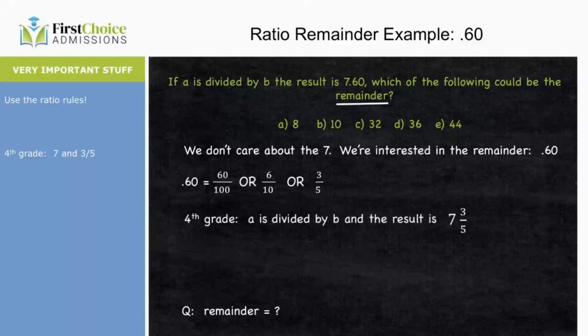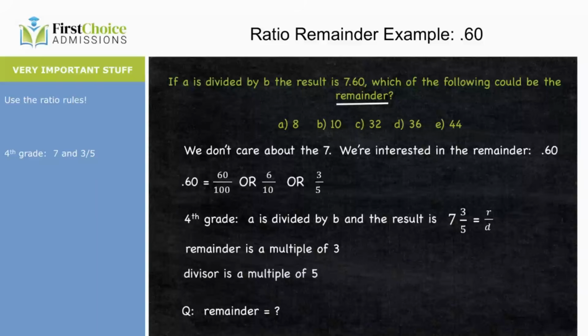So if we were rewriting this question in 4th grade, we would come to A is divided by B, and the result is 7 3/5. Well, 3 over 5 is just the remainder over the divisor, so the remainder must be a multiple of 3, and the divisor must be a multiple of 5. Now, what are we being asked for? Oh yeah, we're being asked for the remainder. We know it needs to be a multiple of 3. Hey, answer choice D is the only answer choice that is a multiple of 3. I know, honestly, it's as simple as that.